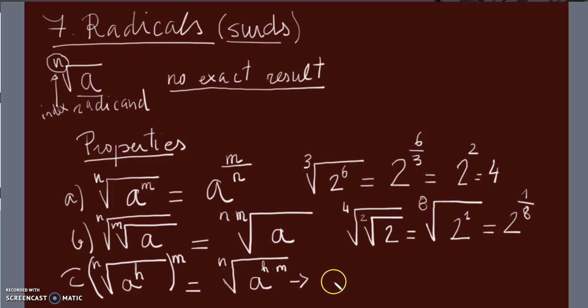So let's see an example. You have the square root of 6 to the power of 3, and the whole radical is raised to the power of 4. So I'm going to simplify this. 6 to the power of 3 times 4 is 12. So let's continue.